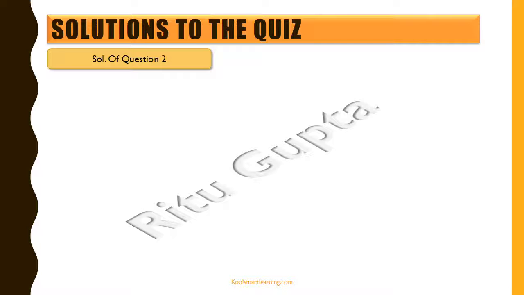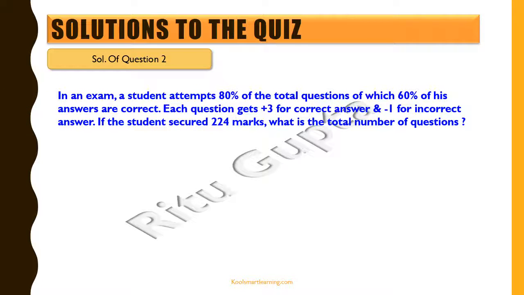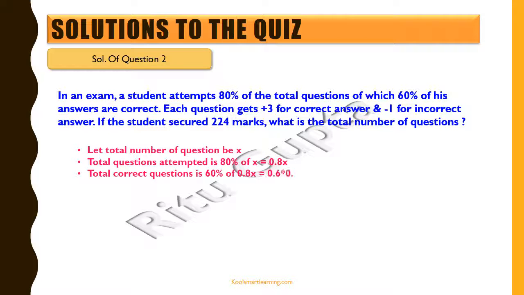Now let's look at the solution for question 2. The question says that in an exam, a student attempts 80% of the total questions, of which 60% of his answers are correct. Each question gets plus 3 for correct answer and minus 1 for the incorrect answer. If the student secured 225 marks, what is the total number of questions? So since we have to find the total number of questions, let's assume that to be x. Now total questions which are attempted is 80% of x, which is 0.8x. The total correct question is 60% of 0.8x, which makes it 0.6 into 0.8x, which is 0.48x.